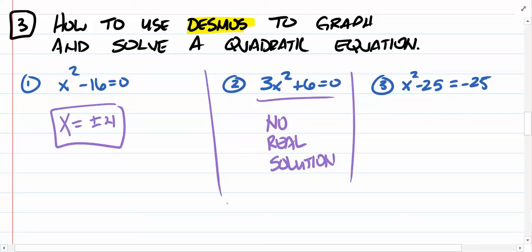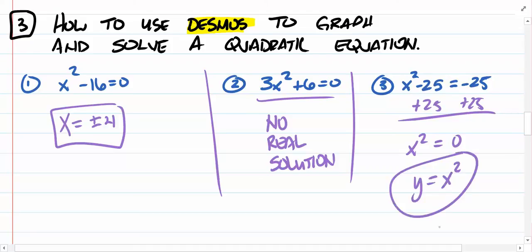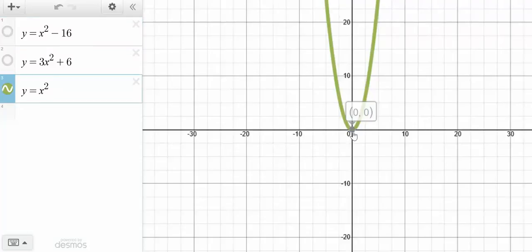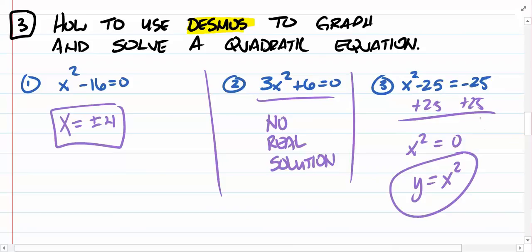Okay? And then number 3, x squared minus 25 equals -25. Well, if I just add 25 to both sides of this, I would get that x squared is equal to 0. So this is just the equation y equals x squared. So we know what that one looks like. That's just a regular old parent function. So when I graph this one, y equals x squared, and I bring my cursor over and I touch, obviously the point is (0, 0). So therefore the answer to this one, x would have to equal 0. X equals 0.